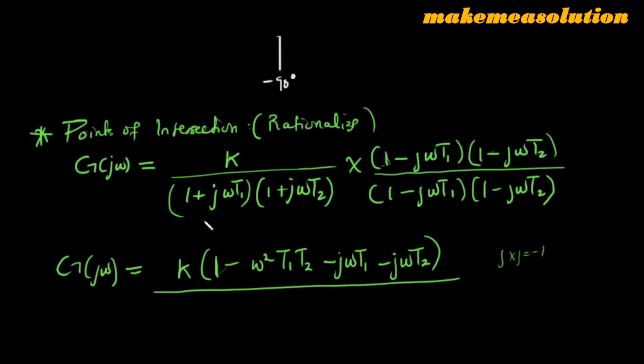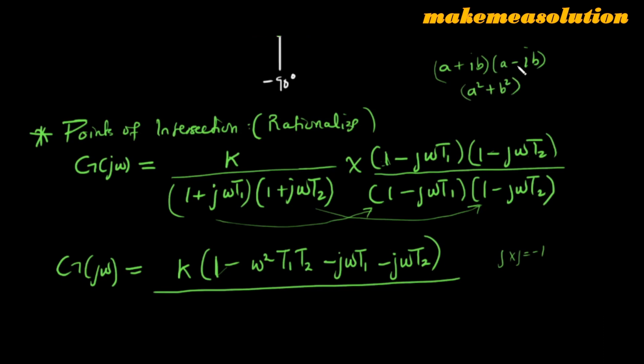In the denominator, something interesting happens. I'll multiply this by this and this by this. When you're multiplying complex conjugates, you just need to know that you will get real numbers. If I'm multiplying a plus jb by a minus jb, I'm going to get a squared plus b squared. So we have difference of two squares and sum of two squares. Sum of two squares is when you express the individual factors in form of complex numbers, but difference of two squares you express in form of real numbers. That's exactly what will happen here.